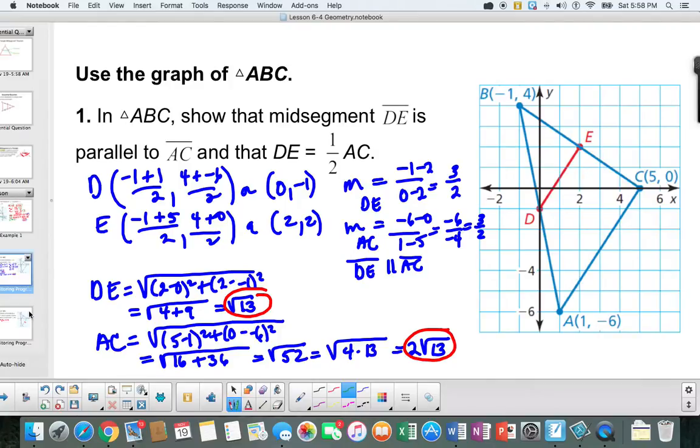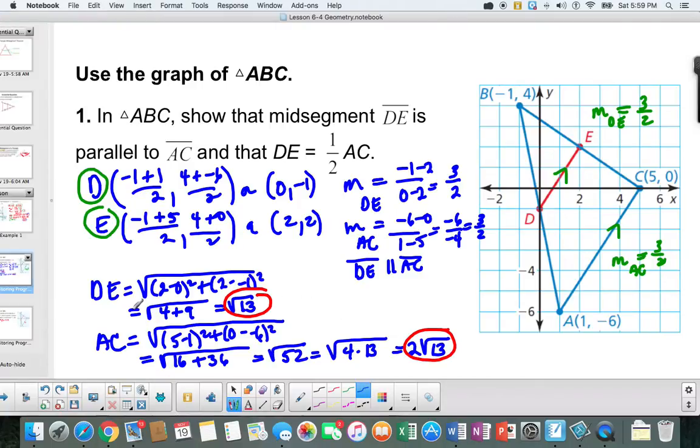Let's do it again with another picture, and you can see I have found the midpoint of D, and I found the midpoint of E, and they're graphed right here. And here's my midpoints. Now I'm going to find the slope of DE, and I find it is equal to 3/2. And then when I go down here and find the slope of AC, I figured it out, and it's also 3/2. So that tells me that these two are parallel to each other.